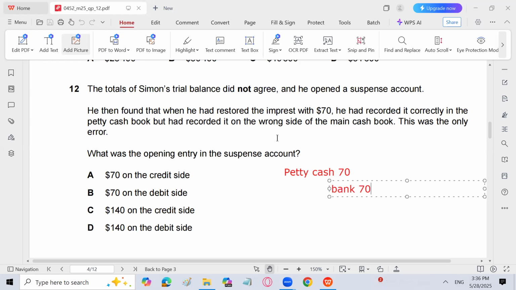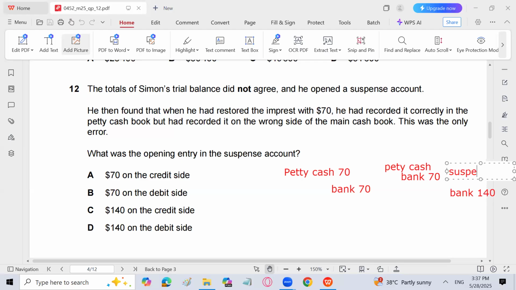What I have done, I have recorded it correctly in the petty cash. So petty cash is debit, correct? But bank is not credited, it is debited. Instead of crediting bank, I have debited bank. Now, I will correct it. Bank will come on the credit side by 70. Again, it will be recorded by 140 and suspense is going to be debited by 140.